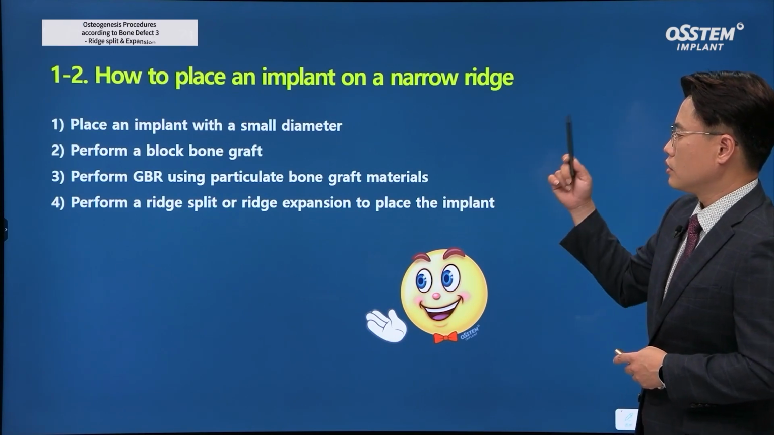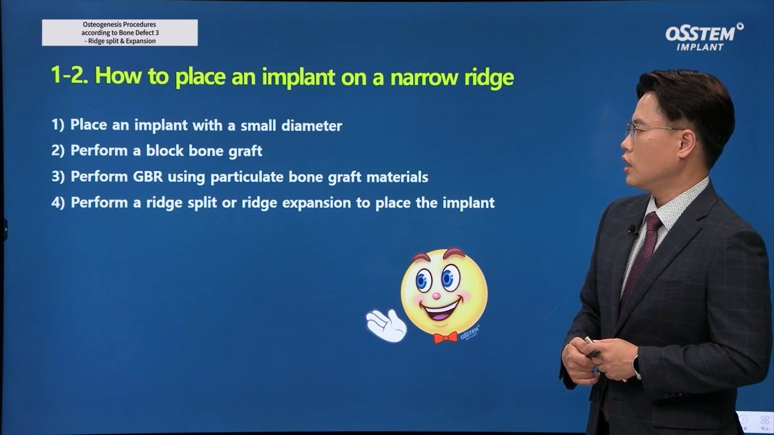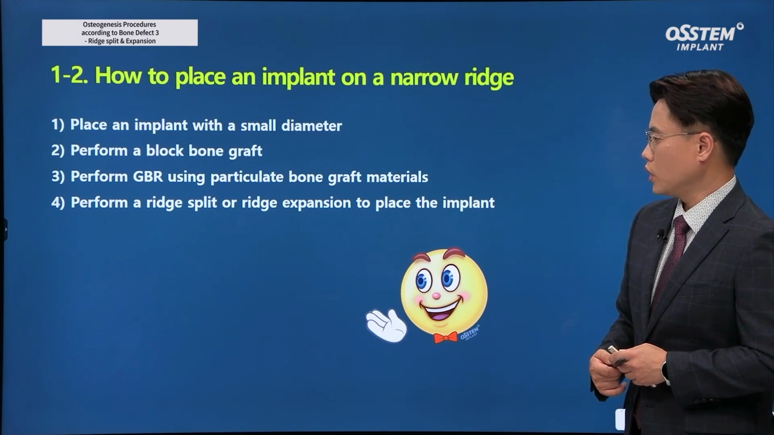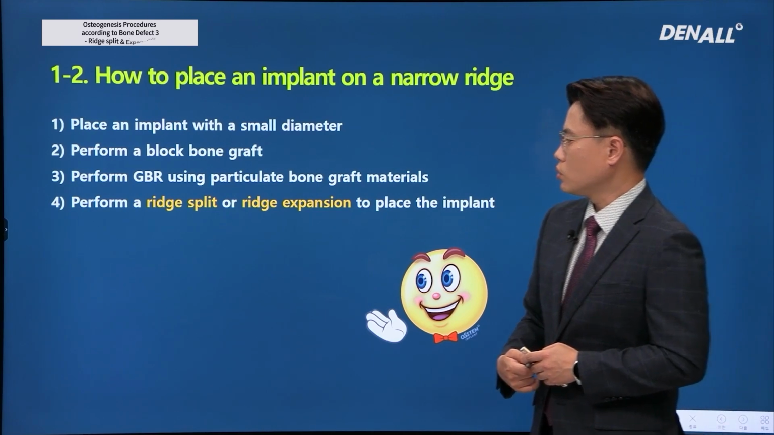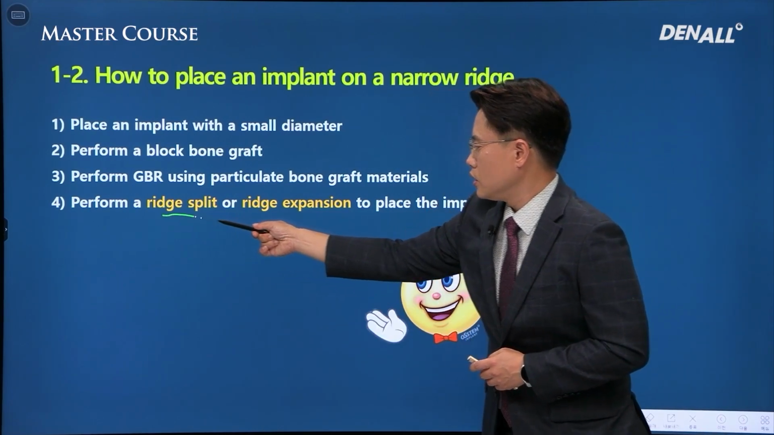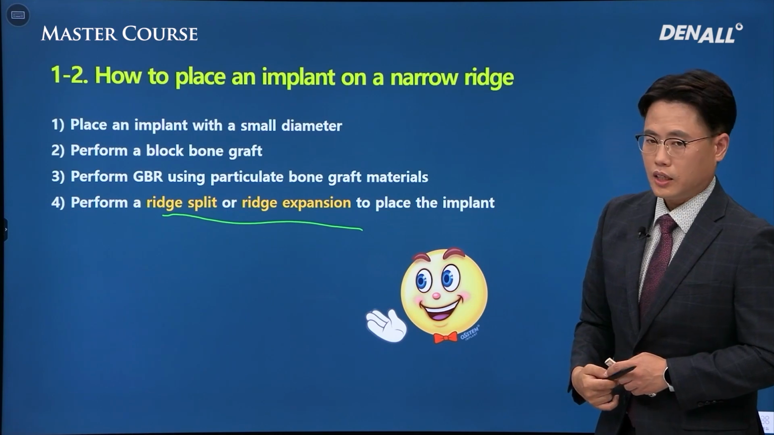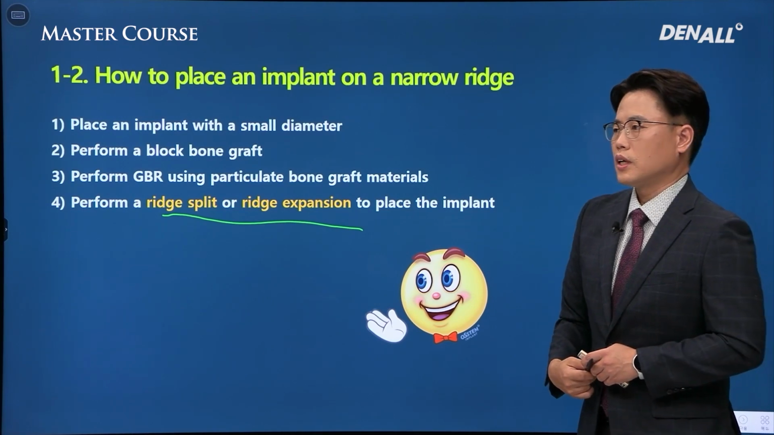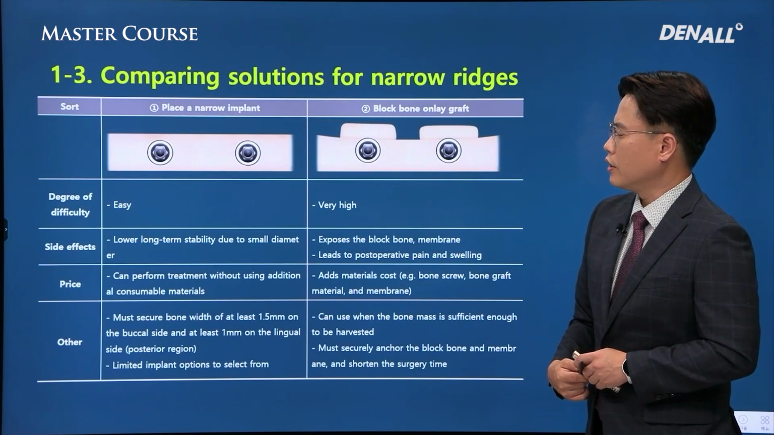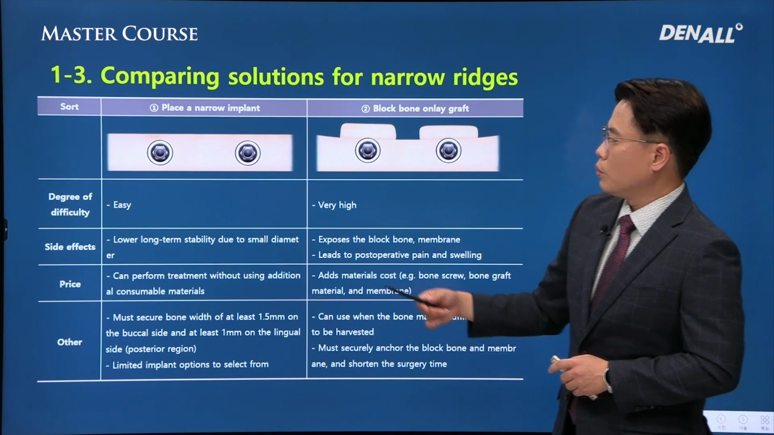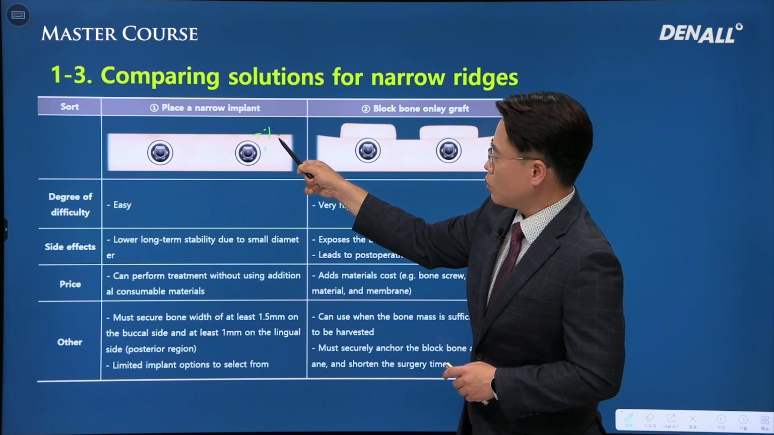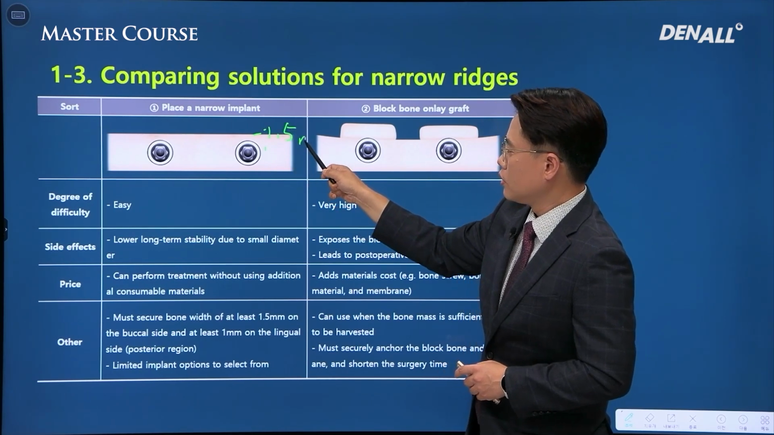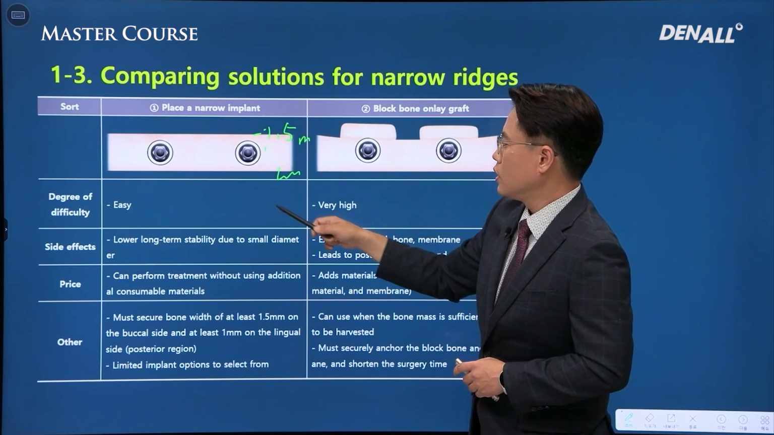Then what kind of actions can we take? Largely can be divided into four. Today, we're going to focus on ridge split and ridge expansion. Let's take a closer look at each. If there's a narrow ridge, there's going to be 1.5 millimeter here and 1 millimeter bone here.